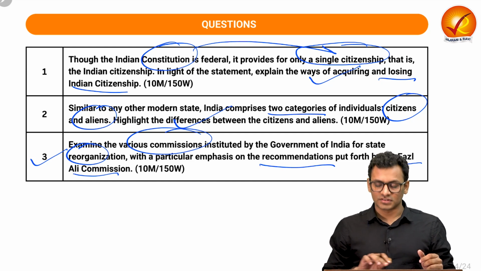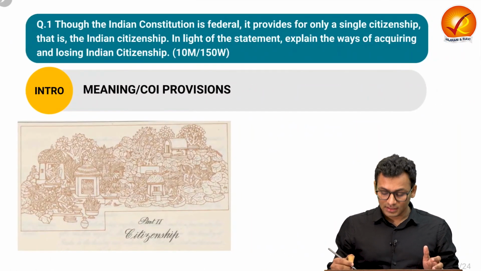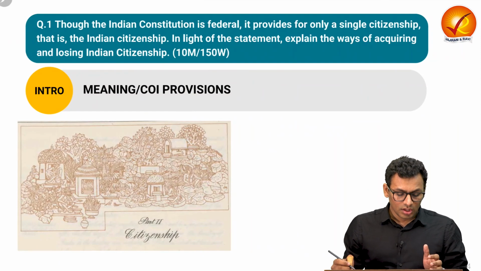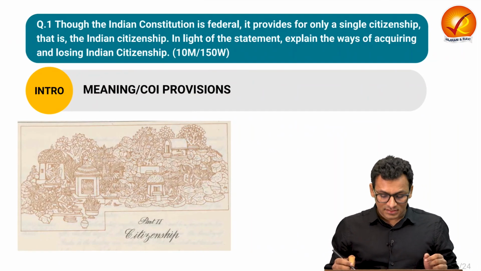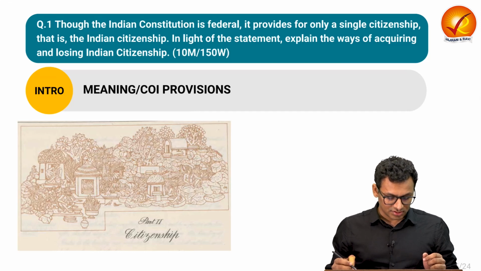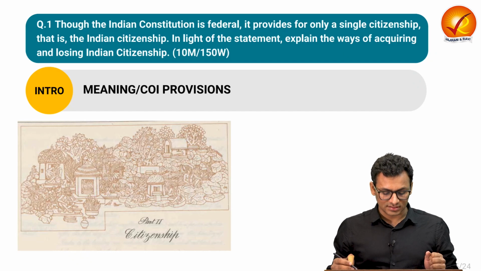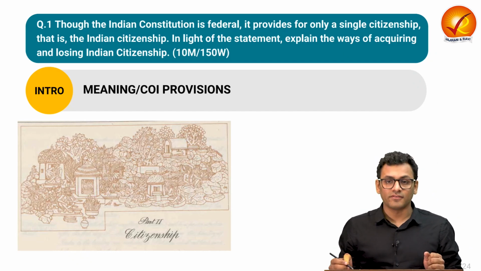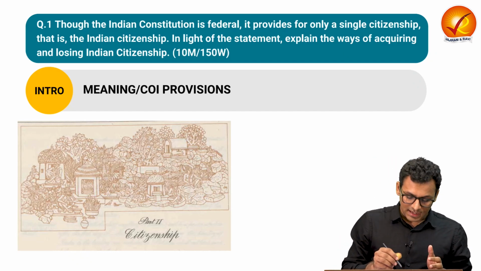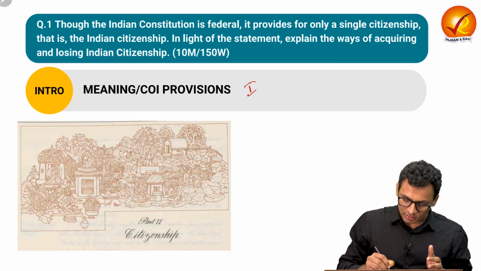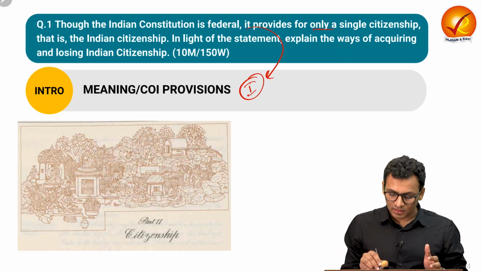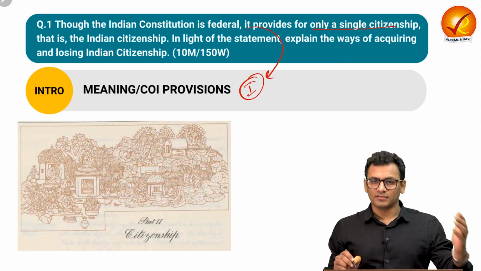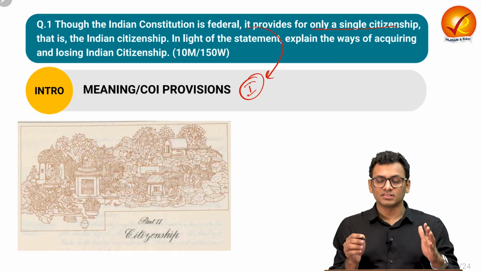Let us start with the very first question. Let's read the very first question together. Though the Indian Constitution is federal, it provides for only a single citizenship, that is the Indian citizenship. In light of the statement, explain the ways of acquiring and losing Indian citizenship. Now, this is a very straightforward and direct question. As we can see, in the introduction, we will talk about what exactly it means that we have only single citizenship, the Indian citizenship.